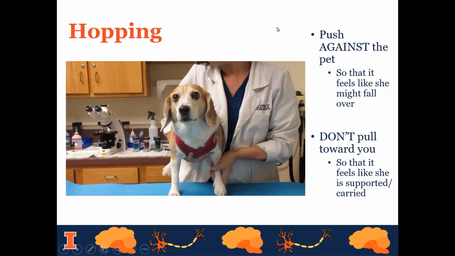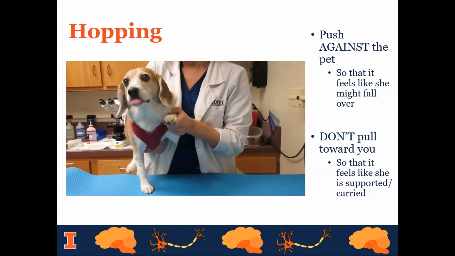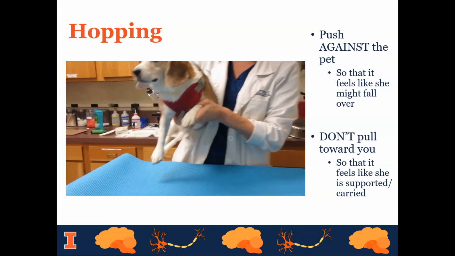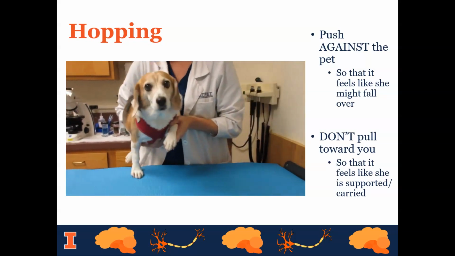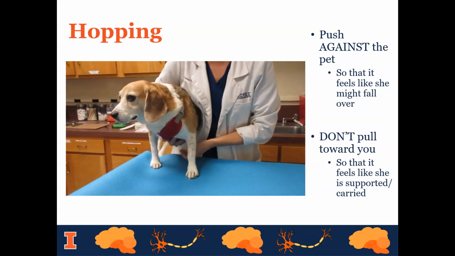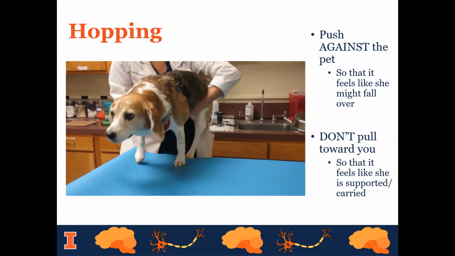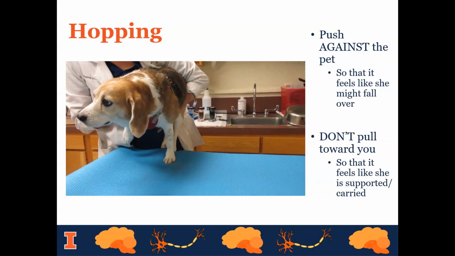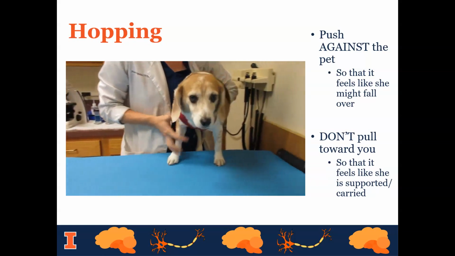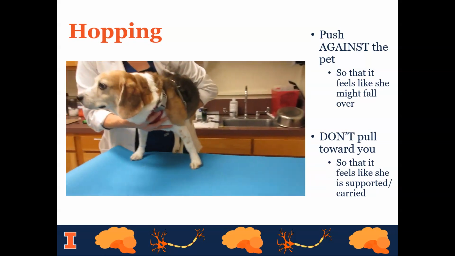So we're going to test one foot at a time, and you can see I'm pushing her away from me. So there's nobody there to catch her. She has to catch herself. So she's got a nice brisk way of stepping and replacing her foot. That's what we want to see. That's nice, normal hopping behavior.